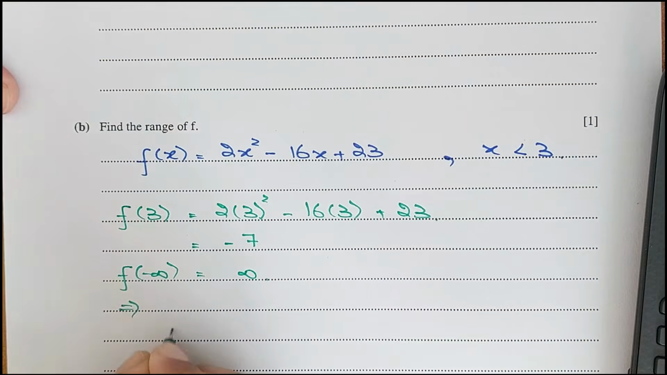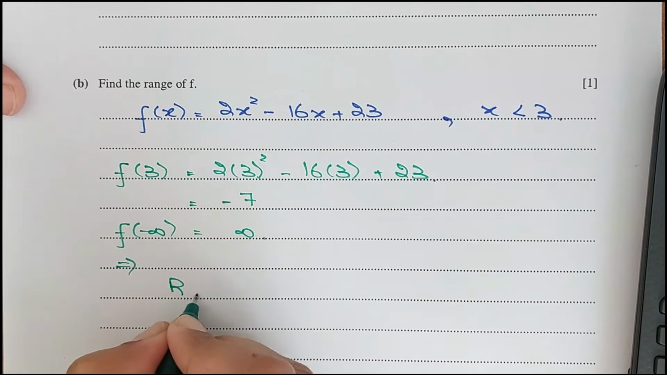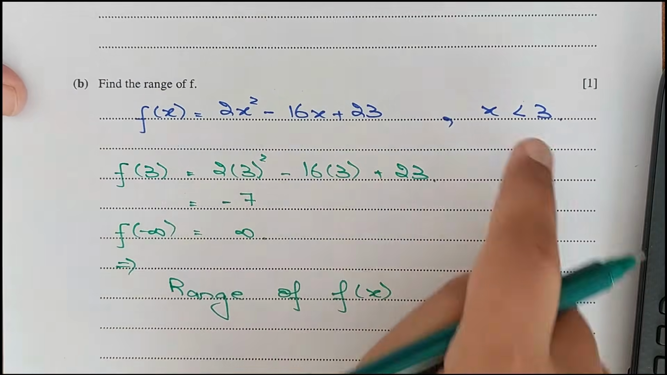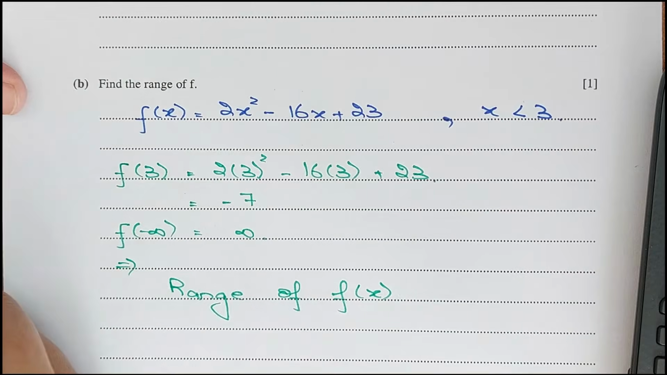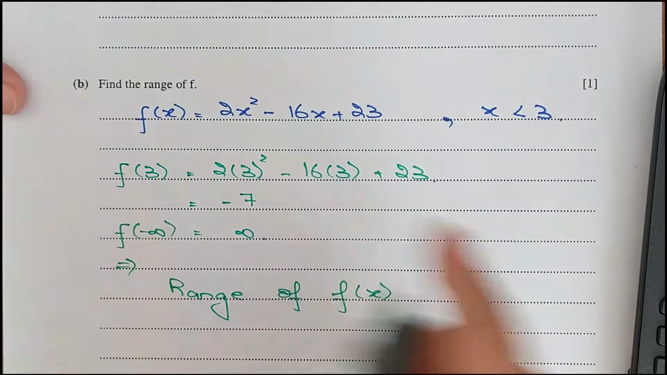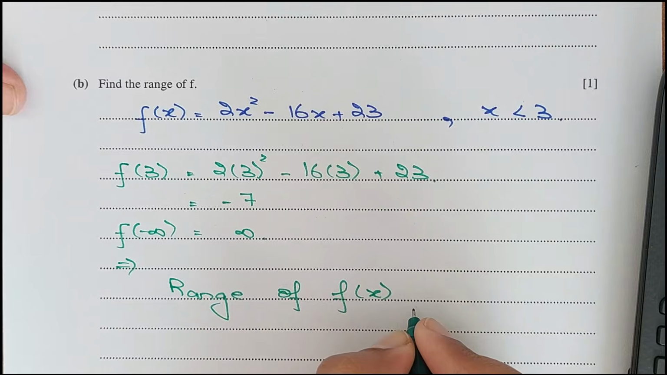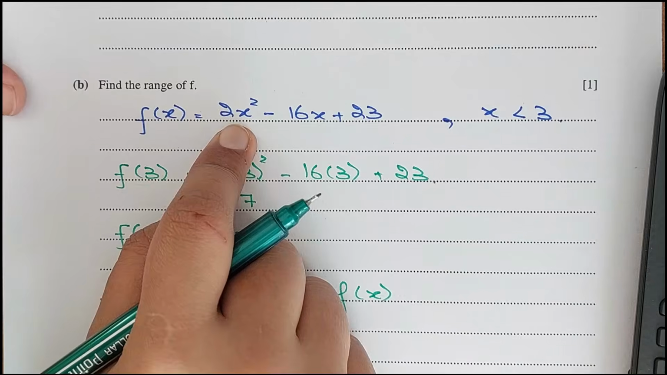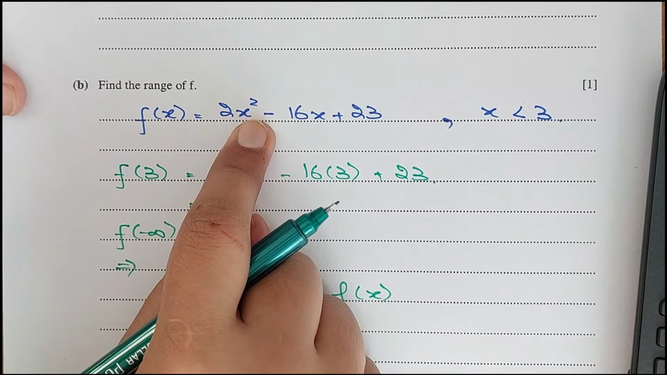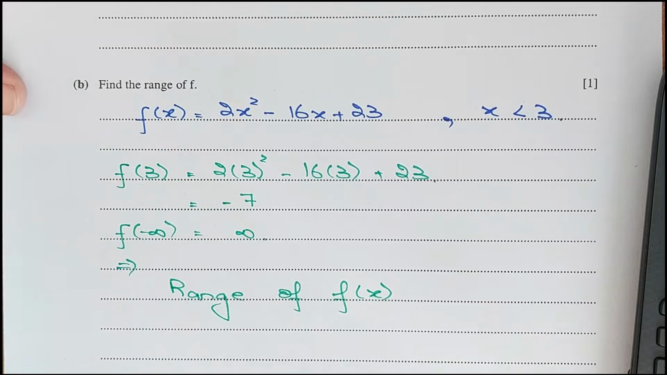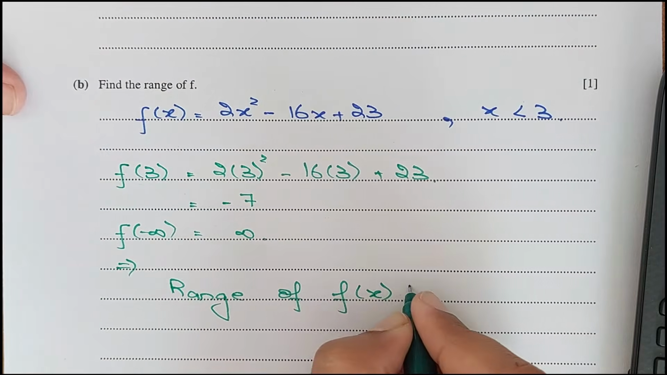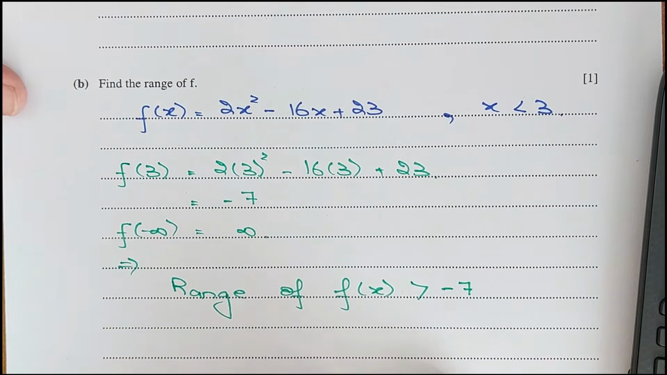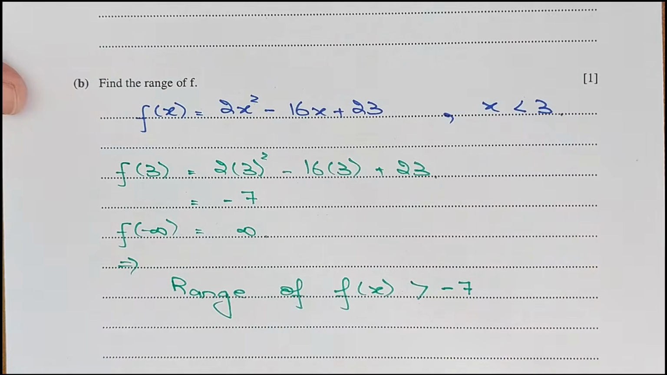So we can say the range. From here we can easily analyze the range. Sorry, if you put negative infinity, you have 2 times negative infinity square, which is positive infinity. So the answer is positive infinity. So minus 7 to infinity, greater than minus 7. We are not including equals to minus 7 because the domain does not include 3. So the range is all the values that are greater than negative 7.